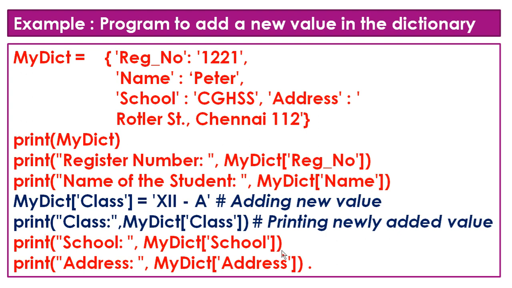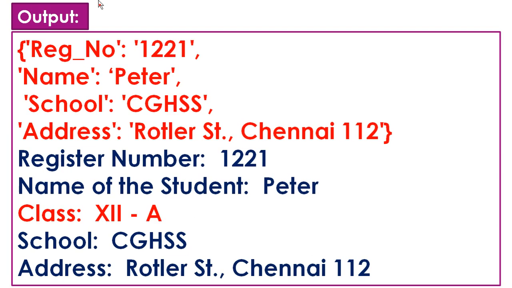Here we are printing the newly added value by giving mydict. This is the dictionary value within square brackets, class, and this is the key. Here we print the school by using mydict of school. By using this statement, we print the address of the school, mydict of address. So we get the output as given below.